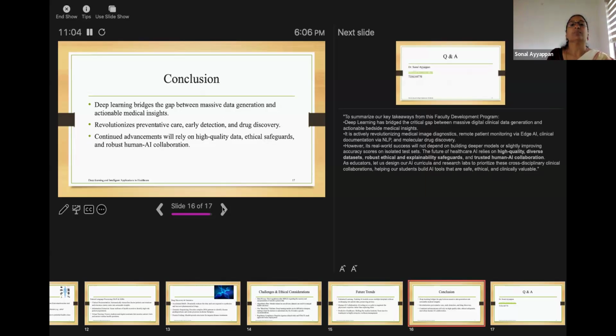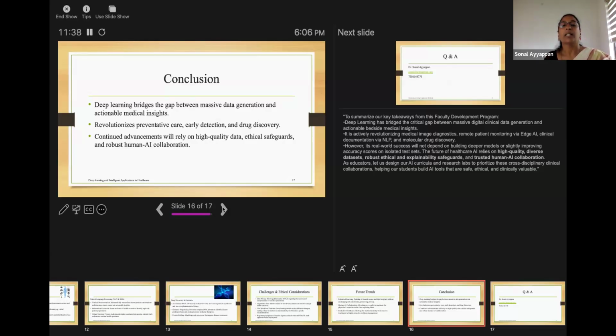Coming to the conclusion, I've taken 6 minutes ahead of the time given to me. Deep learning bridges the gap between massive data generation and the actionable medical insights that are available now. It is going to revolutionize, as it is already doing, preventive care, early detection and drug discovery, done well in advance. Continued advancement will rely on high quality data, ethical safeguards and robust human-AI collaboration as it goes on.